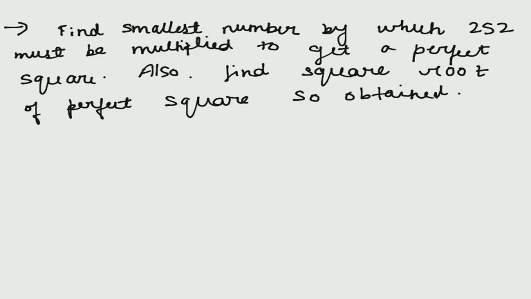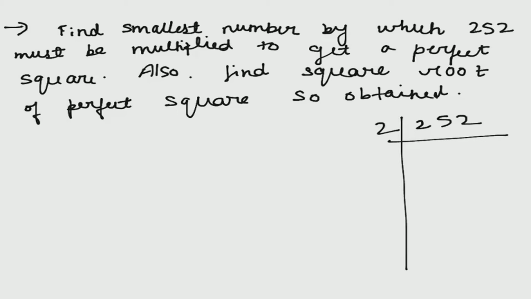So next we have some word problems. The first word problem is: find the smallest number by which we can multiply 252 so that it will become a perfect square. So it means 252 is not a perfect square. What do you mean by a perfect square? There is no number which multiplied by itself will give us 252. So first of all, we have to find out the prime factors of 252.